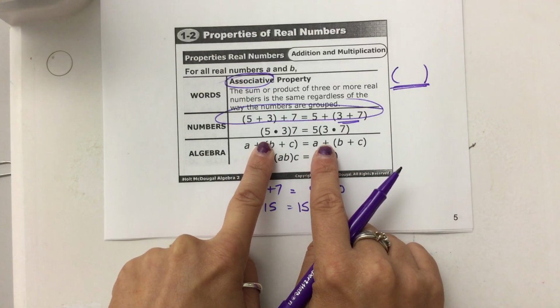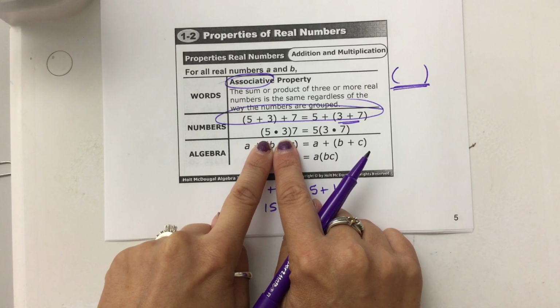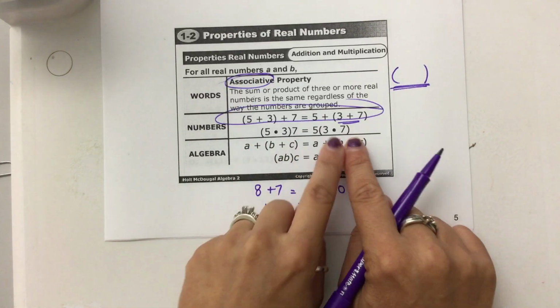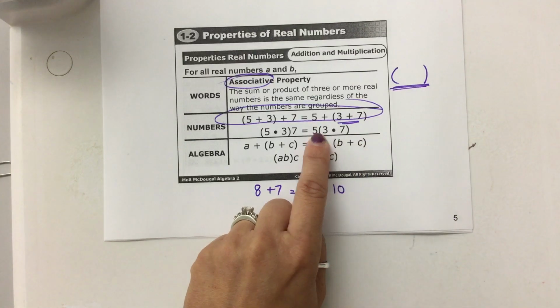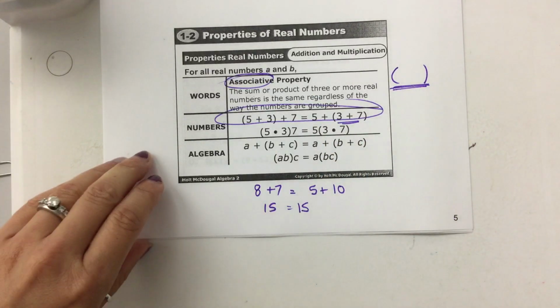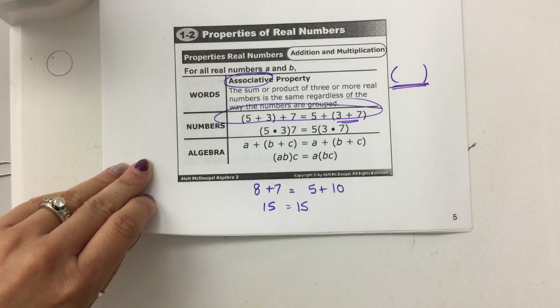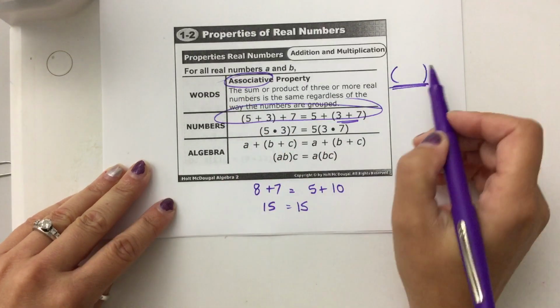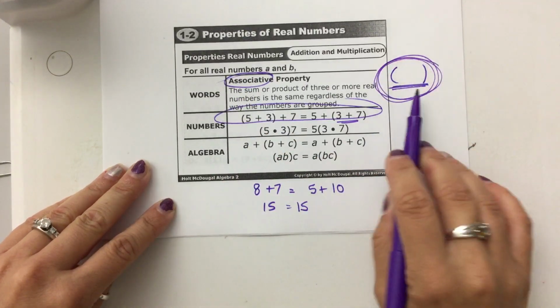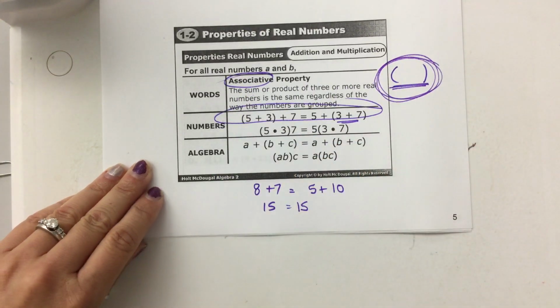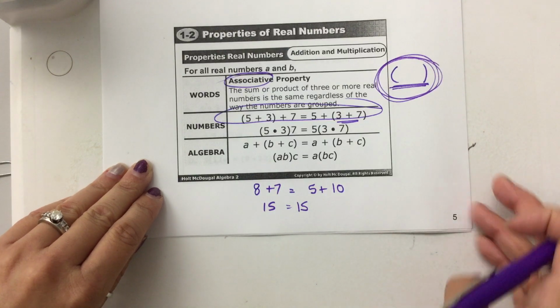Same thing with multiplying. I could take 5 times 3 first and then multiply the 7, or I could take 3 times 7 first, then multiply by 5. It will not change your result. Associative property, you change the groups of people that you associate with. You rearrange those parentheses.